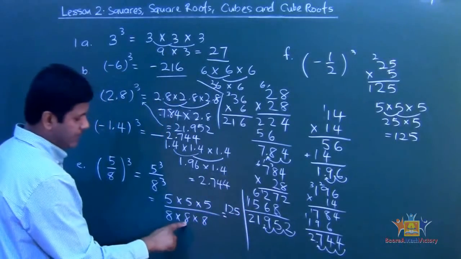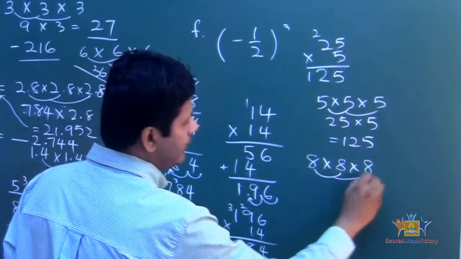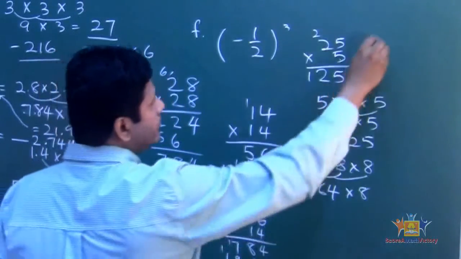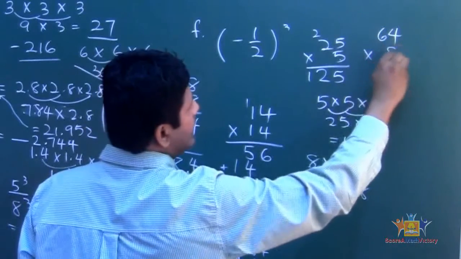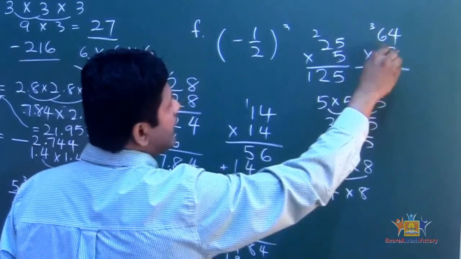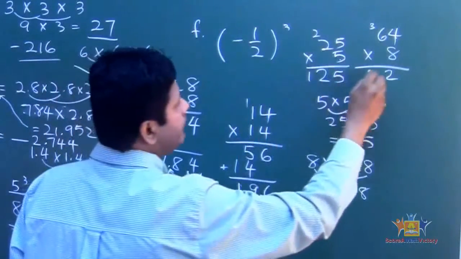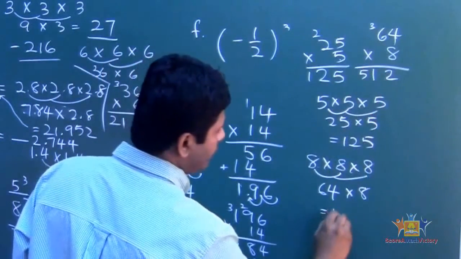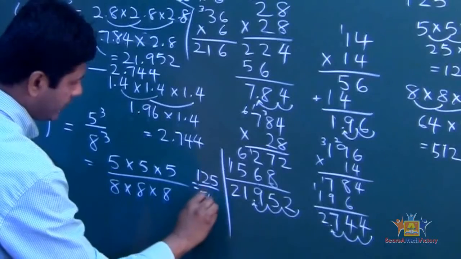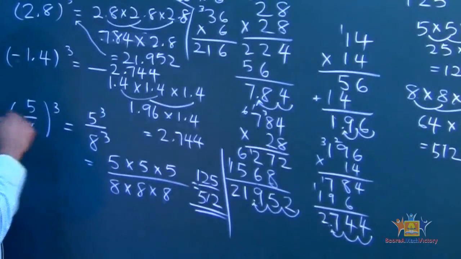And then 8 times 8 times 8. Let's put it right down here. Pairing method. Okay, 8 times 8 is 64. And then we're going to multiply that with another 8. Alright, line it up. Okay, 64 times 8. 8 times 4 is 32. 2 carry 3. 8 times 6 is 48. Plus 3 is, very good, 51. Okay, so that gives me 512. Take that one and I put it right here. 512. And that's the answer for 5 over 8 to the cube, or to the power of 3.